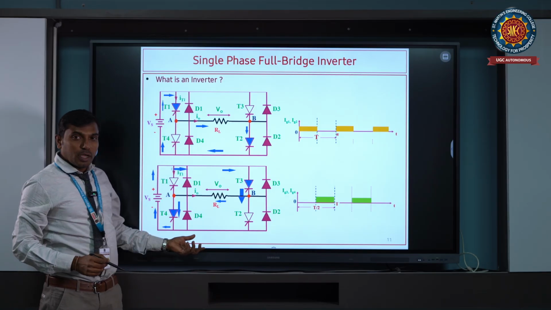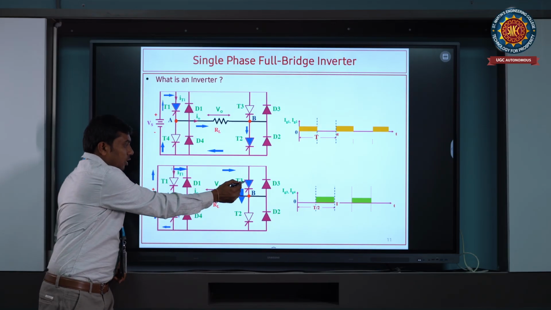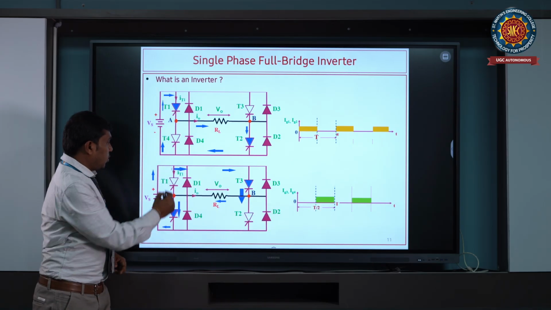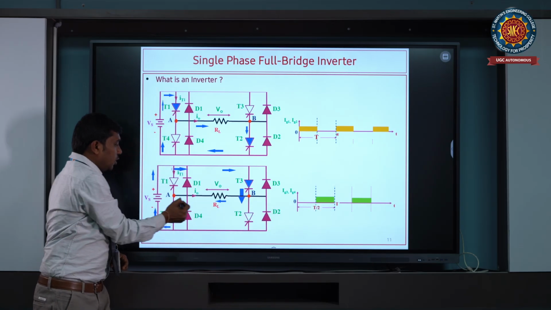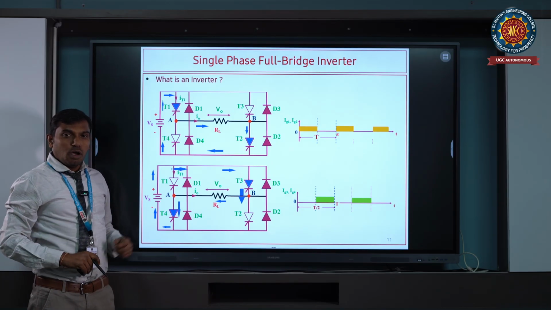Similarly, coming to the below diagram, what happens? You get a positive cycle. Now you turn on T3 and T4 by giving gate signals to the switches. So what happens now? The current direction will flow from B to A, and therefore you get a negative half cycle of the output voltage.